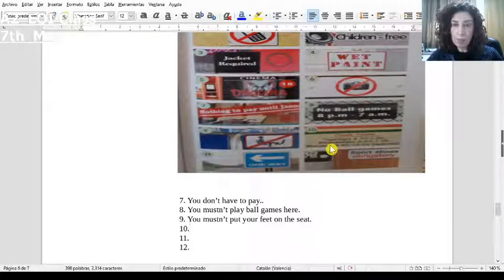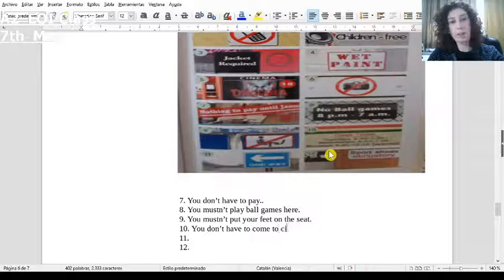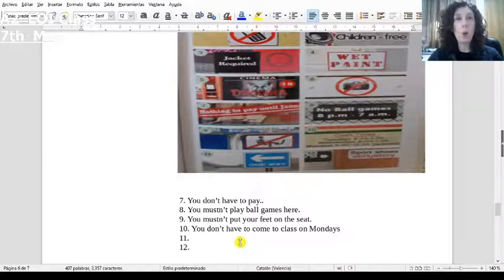10. Tuesday and Wednesday are compulsory, son obligadas las horas de clase, but on Mondays it's optional. Then you don't have to come to class on Mondays. Then no obligation to come to class on Mondays because it's optional. 11. One way. Obligation. Then you must or you have to drive in one direction.